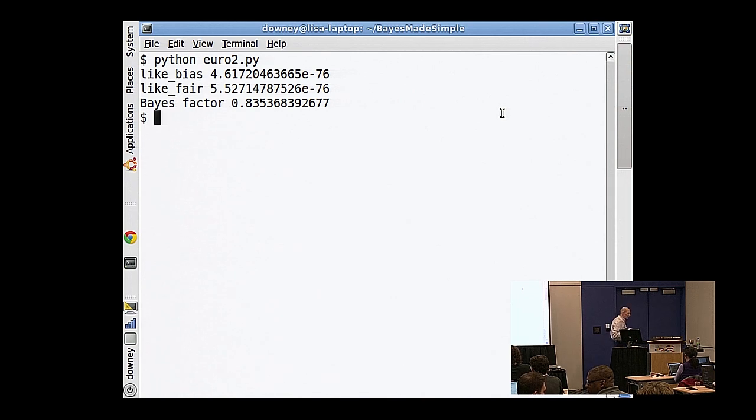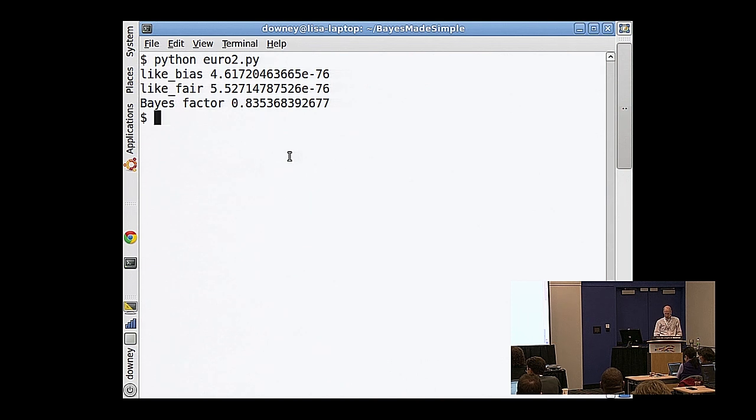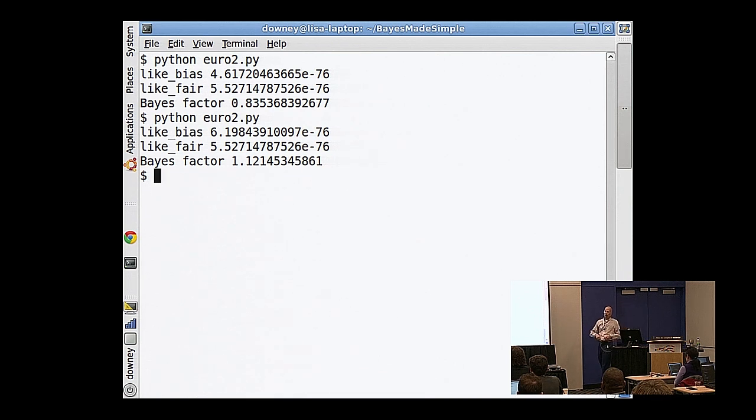So, all right, maybe let me tweak the biased hypothesis. Let me get rid of the really dumb bets. I think anything less than 25 should be ignored. Anything more than 75 should be ignored. And triangle shaped in between. And if that's what you meant when you said biased, then now the data actually do speak in your favor. The Bayes factor is now 1.12.